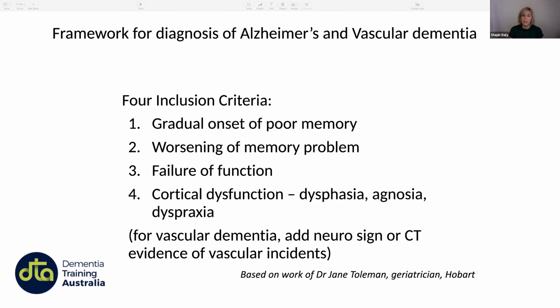So just a quick reminder that in order to make the diagnosis, you need the 4 inclusion criteria and the 4 exclusion criteria. So, as we said before, gradual onset of poor memory, worsening memory problems, failure of function, and some evidence of cortical dysfunction. And if you remember, we talked about writing down, asking someone to say as many words beginning with the letter P as possible in 1 minute, or naming as many animals as they can within 1 minute, or asking them to demonstrate a simple action such as brushing their hair or brushing their teeth.